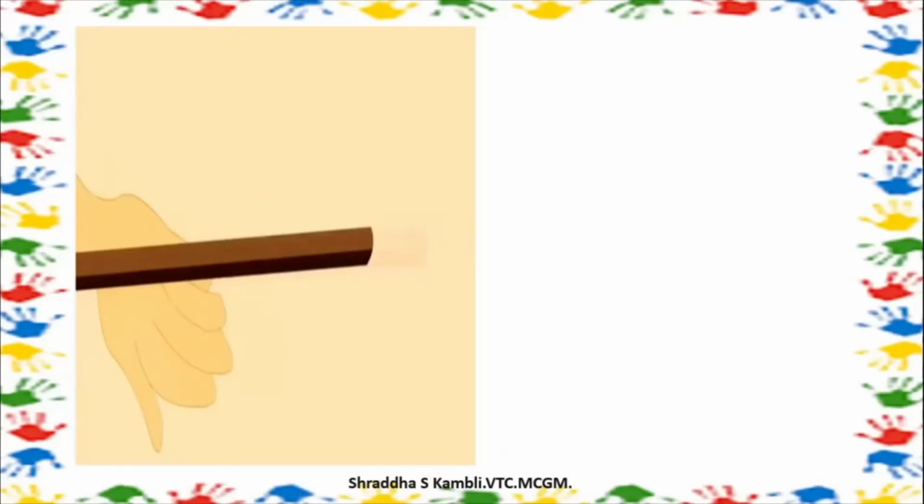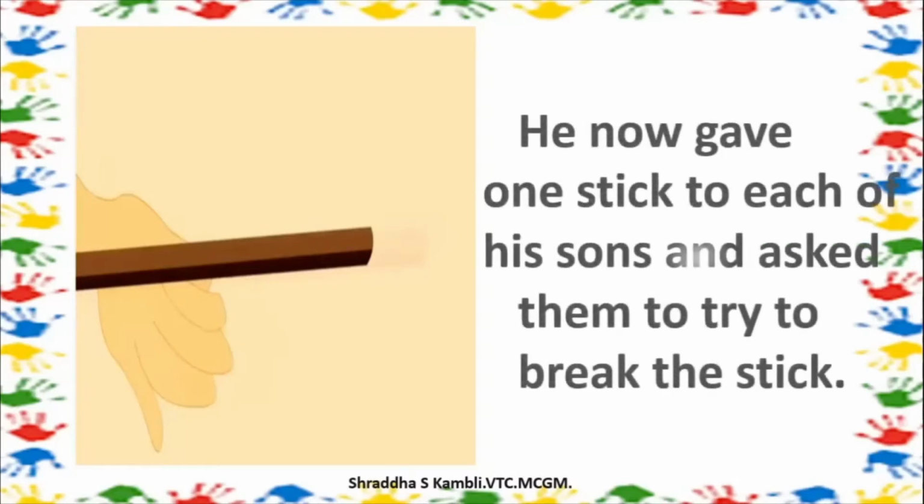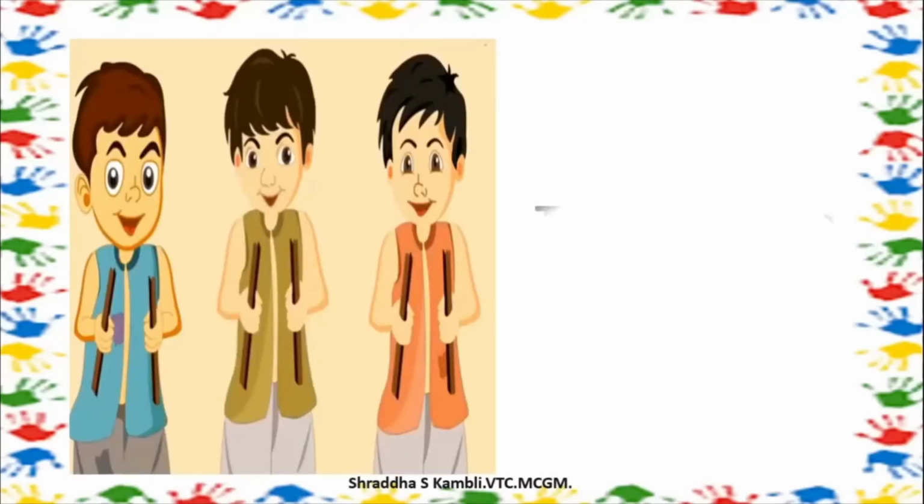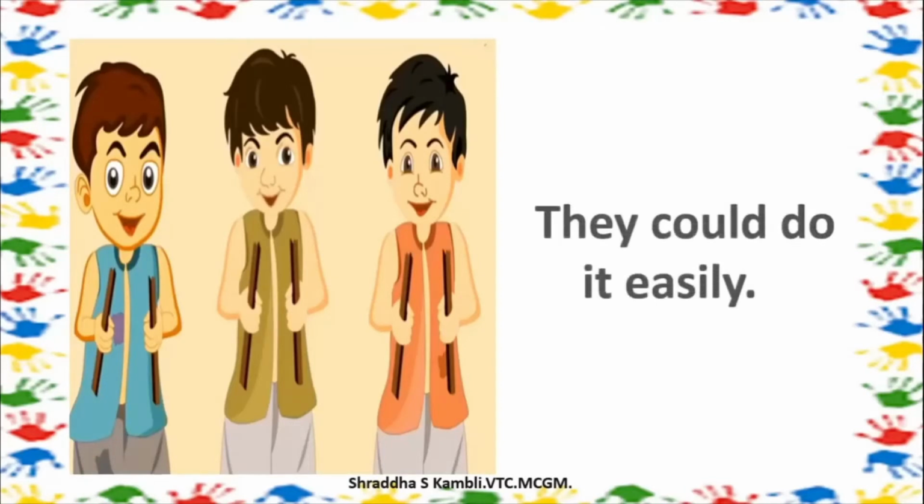So now what he did next was, he gave each of them 1 stick. He opened the bundle and he gave 1 stick to each of his sons, and then he asked them to try to break the stick. So now what do you think, children? Were they able to break it now? Since he separated the bundle, he opened the bundle, and he gave them one stick each. So they could break it very easily. See how easily they are able to break that stick, and they're so happy also. See, the first son, second son, third son, they could break the stick very easily.